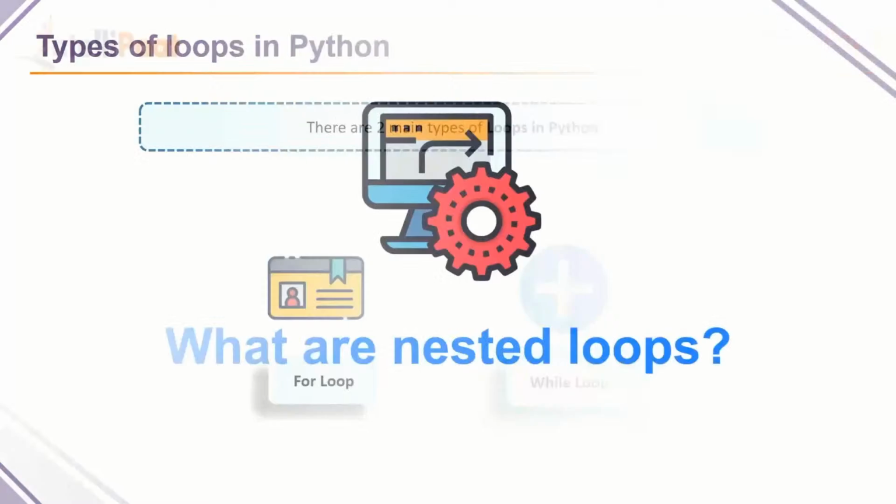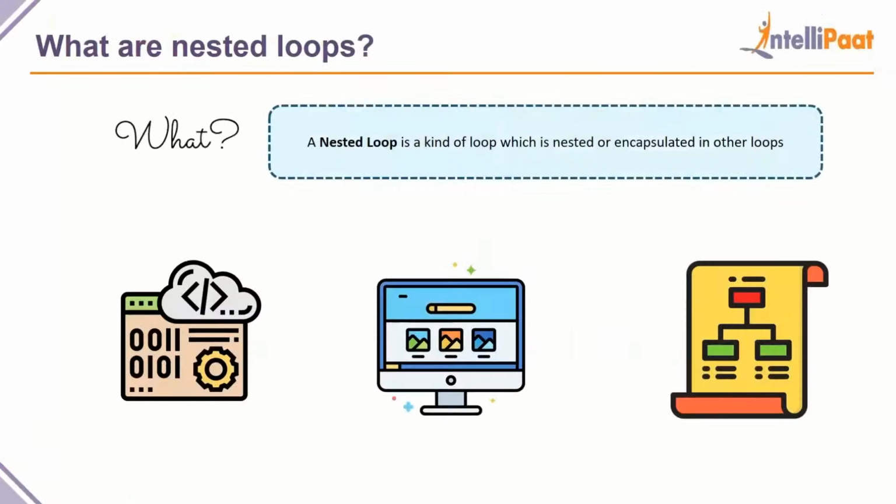Now let's take a look at what nested loops are. Nested loops are the brunt of this particular series, what we're trying to cover here. So what are nested loops? Well, nested loops are loops which are nested or encapsulated in other loops. When you have an if condition and you put another if condition inside that if condition, that's called a nested if condition. Similarly, we have a loop inside which we put another loop, and that is called a nested loop.